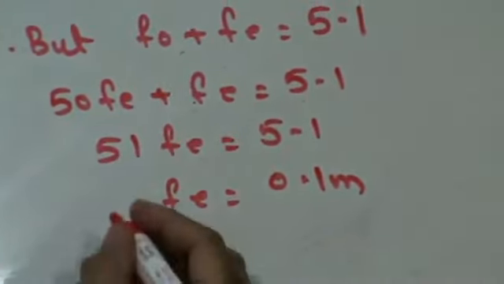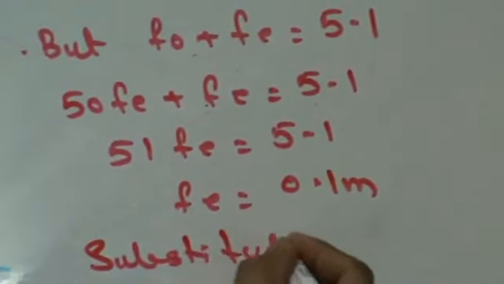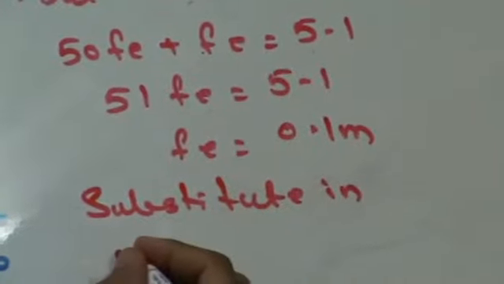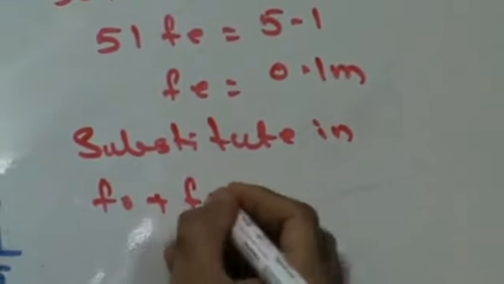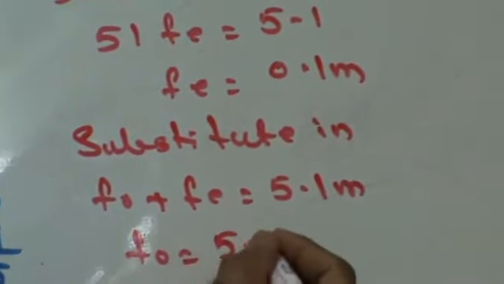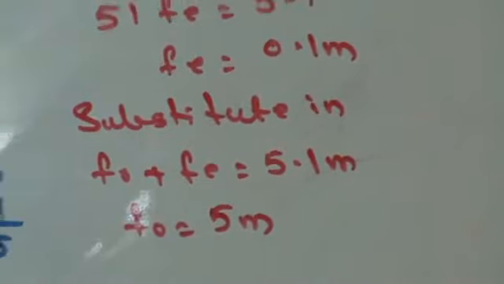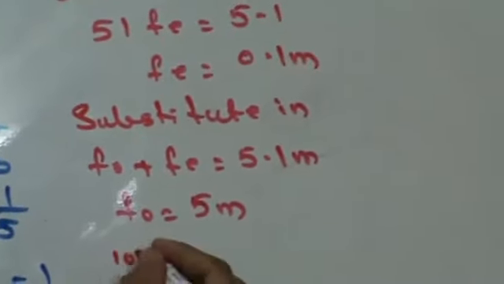Substituting in f0 plus fe is 5.1 meters, I'll get f0 is 5 meters. Focal length of the objective is 5 meters. That's what we wanted to find out. Next, take on the next one please.